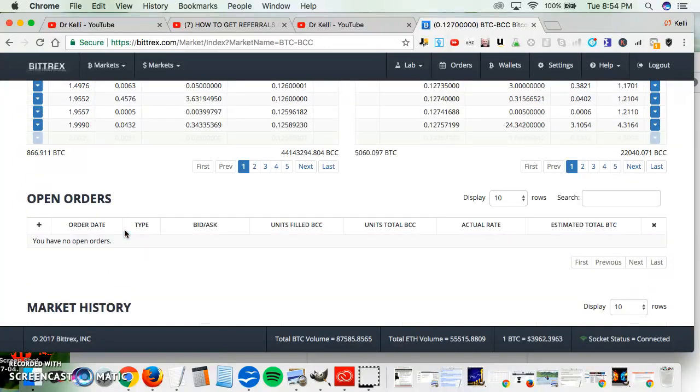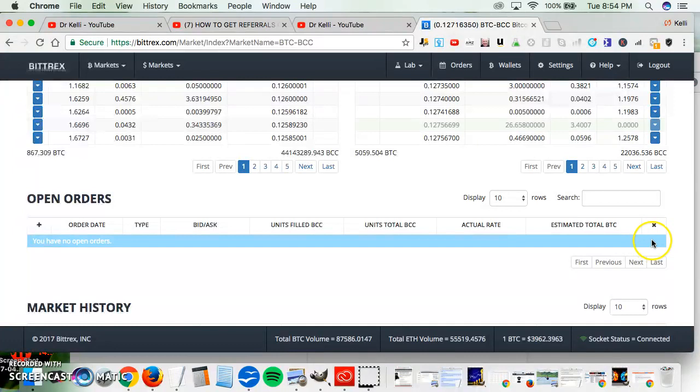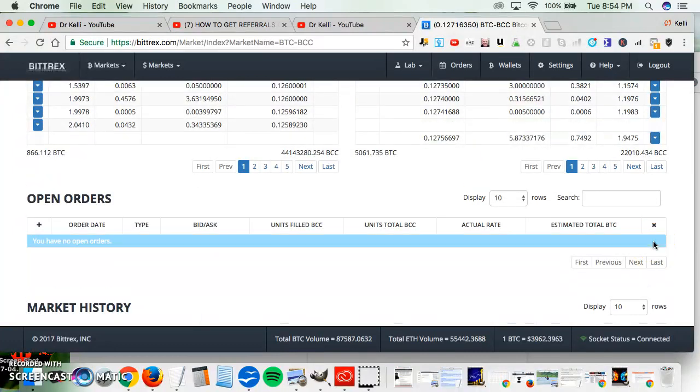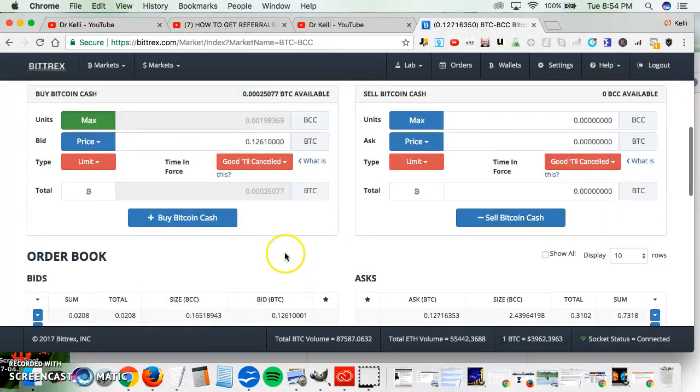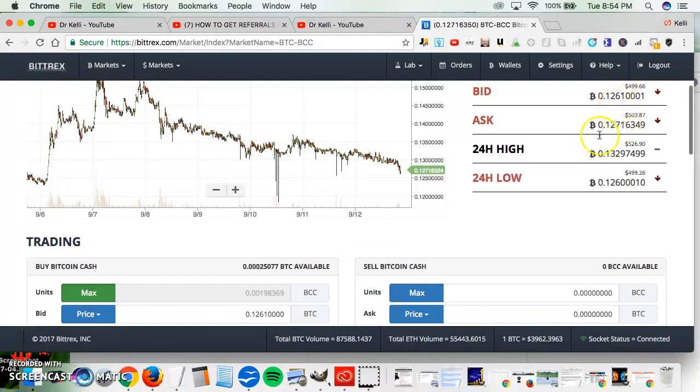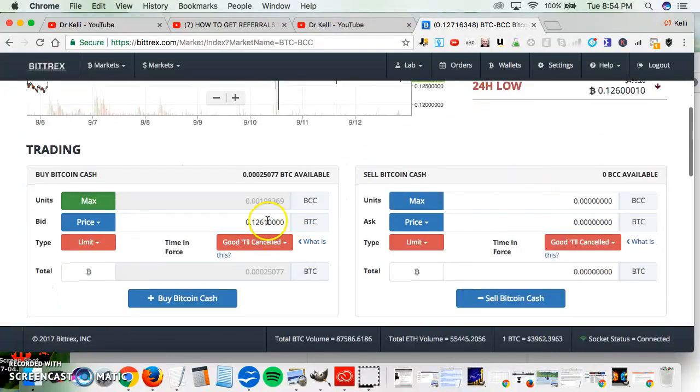So let's just say it sits there for a little while and you're like, okay, I'm not going to get it at the price that I want to get it at. You would go over here and there'd be a big red X right here, and you would just click on that and you would cancel that order. Then you would go back up here and change it up to, okay, well, maybe I'm not going to get it at that price. Maybe I'll get it at another price. So you would change it up a little bit. All right. So that's how you would put in an order to buy.